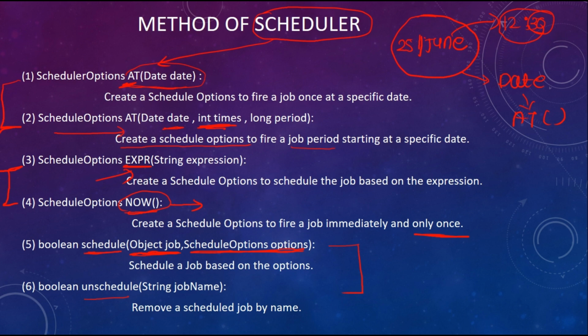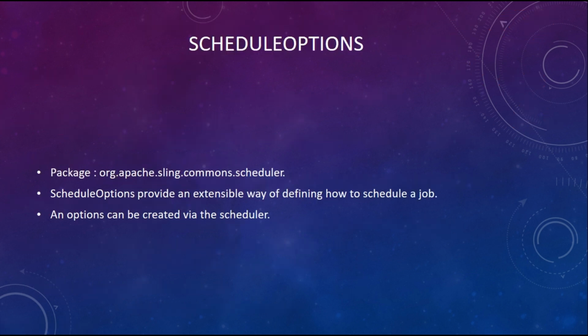Okay, one thing is common. Have you noticed, here everywhere we have a schedule options. So every scheduler method is returning the object of the schedule options. This is the option we have to write inside our schedule method. Why we use these schedule options? It is present inside this package, and it provides the extra functionality to your scheduler.